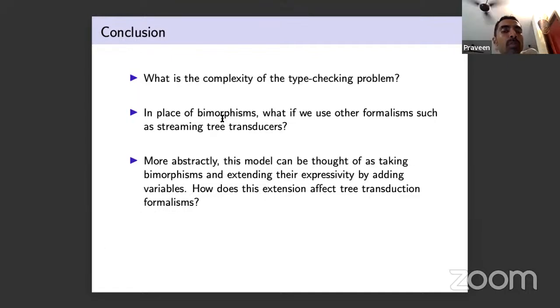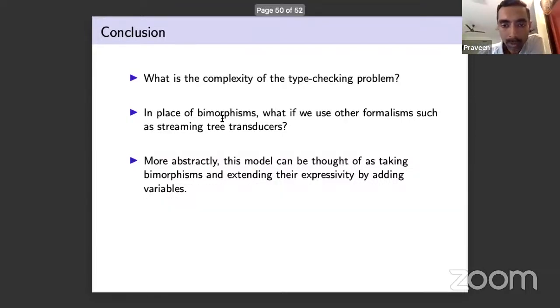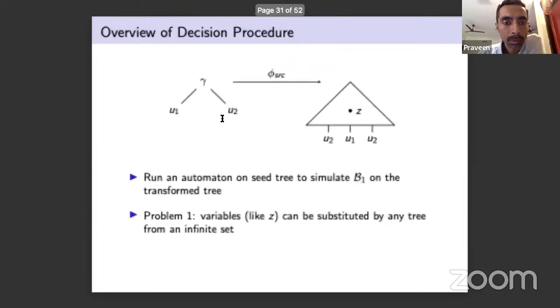So suppose you start with bimorphism. I didn't mention this explicitly during the talk, but it's not very difficult to see that in our model, we can have transformations where the domain is not necessarily a regular language. In fact, in the example that I did show, you have source trees where this Z keeps on repeating.